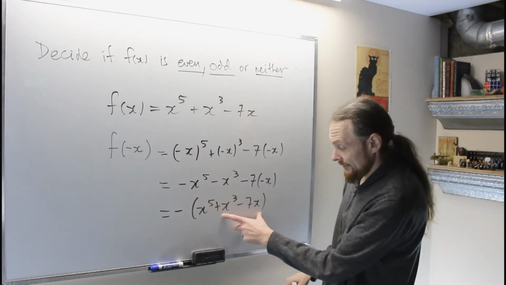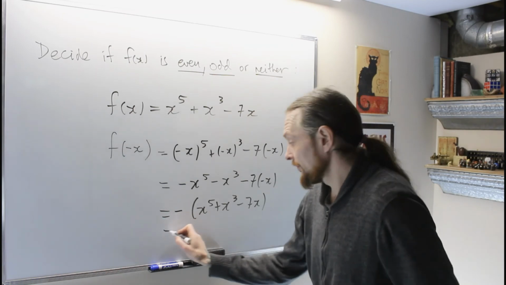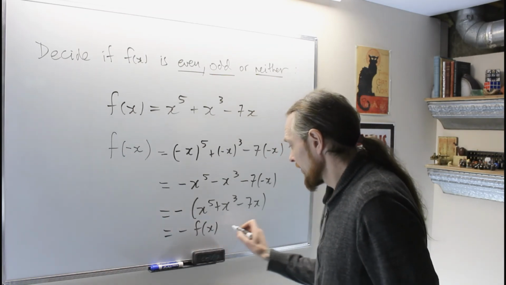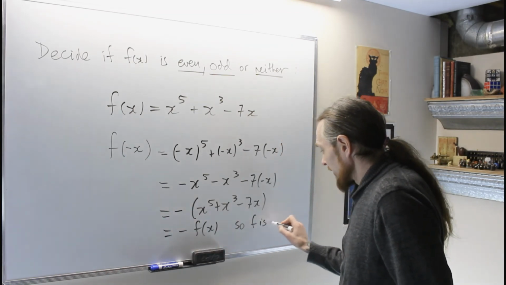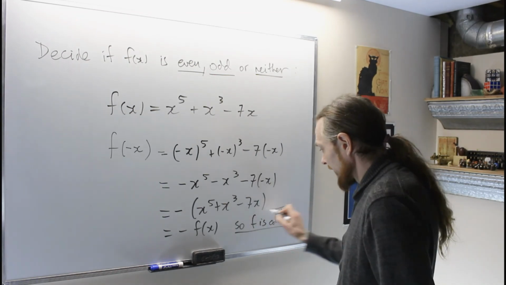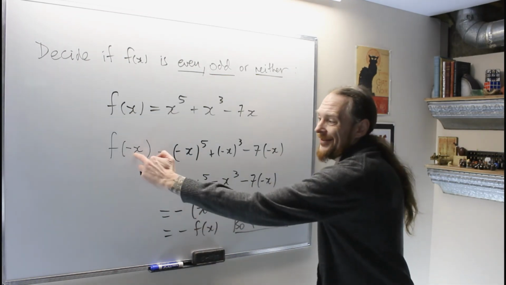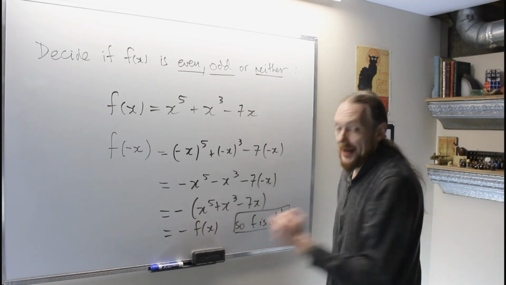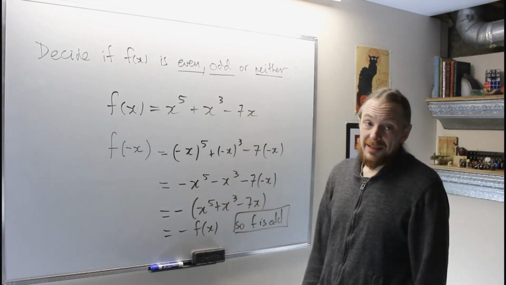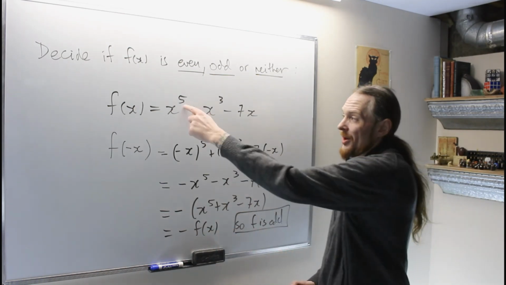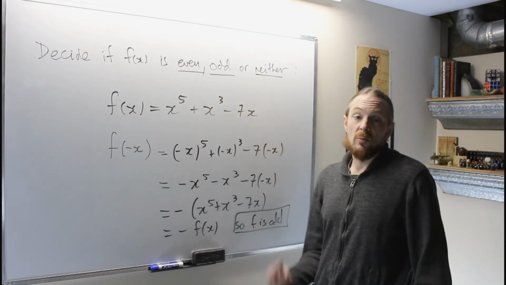But what is this? That's my original function, negative f of x. So f is odd by definition. f of negative x equals negative f of x. So this function is odd. In particular, it's odd because all the powers are odd. That's one way we can tell.